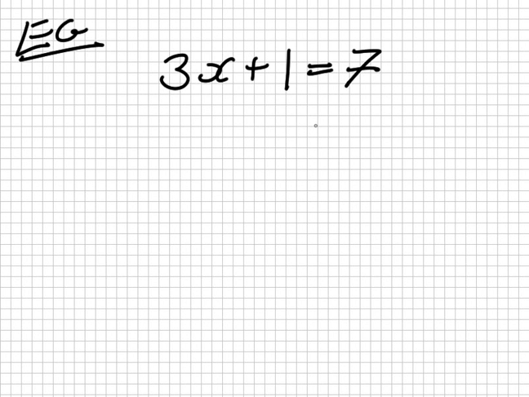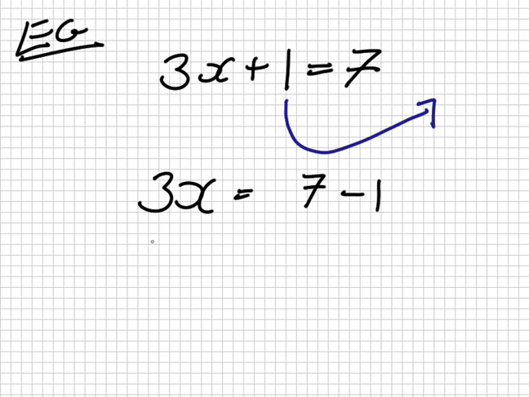I'm sure everybody remembers how to do this from middle school, but for some people maybe it's been some time since they have done this in middle school. So the way these work is that you take the 1 over to the right and it becomes minus 1. So you have 3x equals 7 minus 1. So you get 3x equals 6.